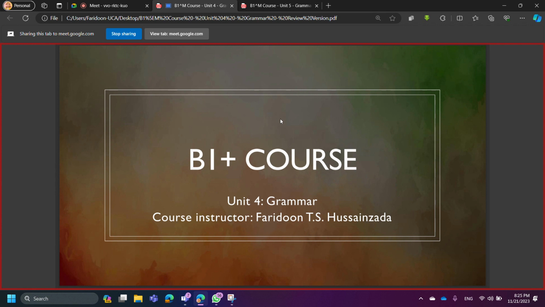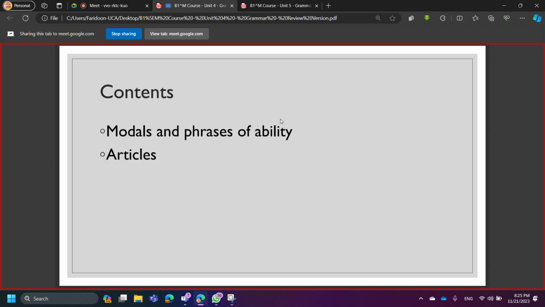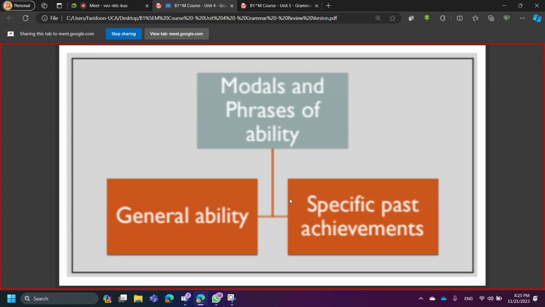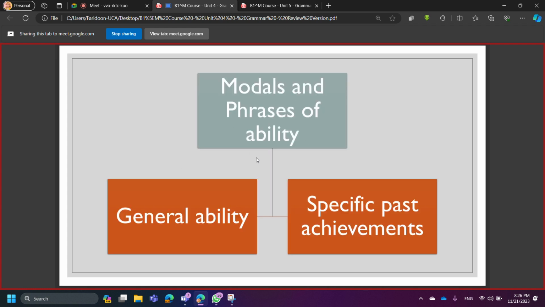Again, B1 plus course, and we are now in unit number 4. So unit number 4 also has 2 sections. The first one will be about modals and phrases of ability, and after that we'll also talk about articles. Okay? We'll also talk about articles. So starting with section number 1, modals and phrases of ability. So we have a lot of modals and a lot of different phrases in English that we can use in order to talk about ability.